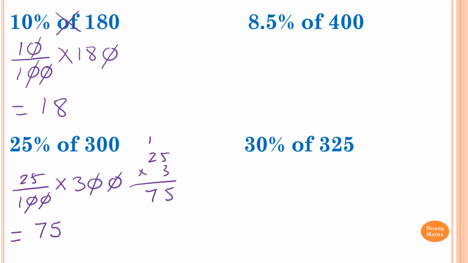8.5% of 400. So that means 8.5 over 100. That's all. You times by 400. So now all I need to do, I cancel this 0 with this and this 0 with this. So that equals 8.5 times 4. So you double 8.5, it gives me 17. And you double again, gives me 34.